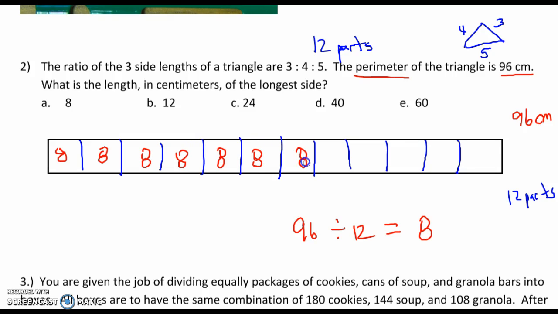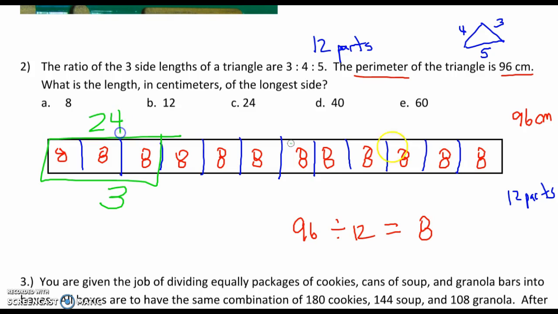All these are 8. And the reason that helps me is, if I know the value of one part of these 12 parts in my ratio, I can use the ratio to calculate the sides. Because I know that the shortest side is 3 times the size of each part, and the middle side is 4 times. So the 3 parts are here. That's 8 plus 8 plus 8. That shortest side is 24.